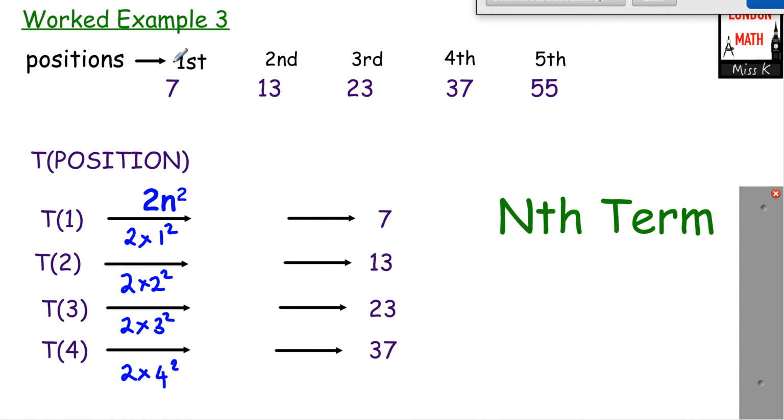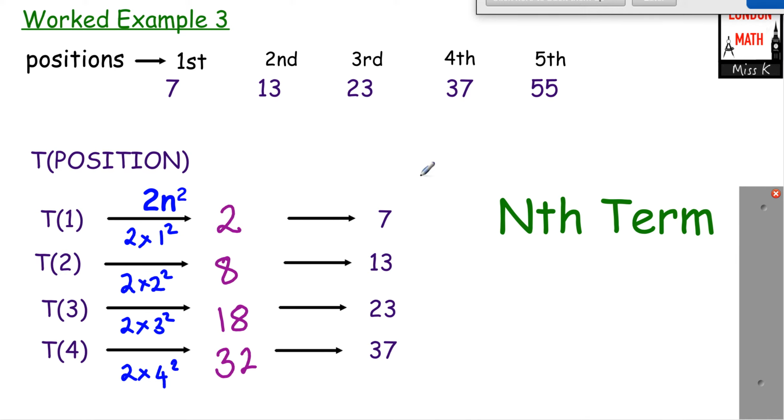By plugging in the positions of the number into the formula so far, we're going to see what we generate. So 1 squared is 1, times by 2 is 2. 2 squared is 4, 4 times by 2 is 8. 3 squared is 9, 9 times by 2 is 18, and 4 squared is 16, 16 times by 2 is 32.